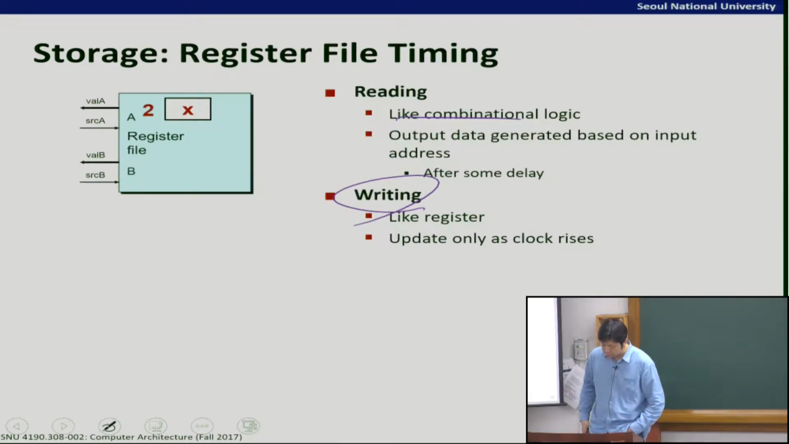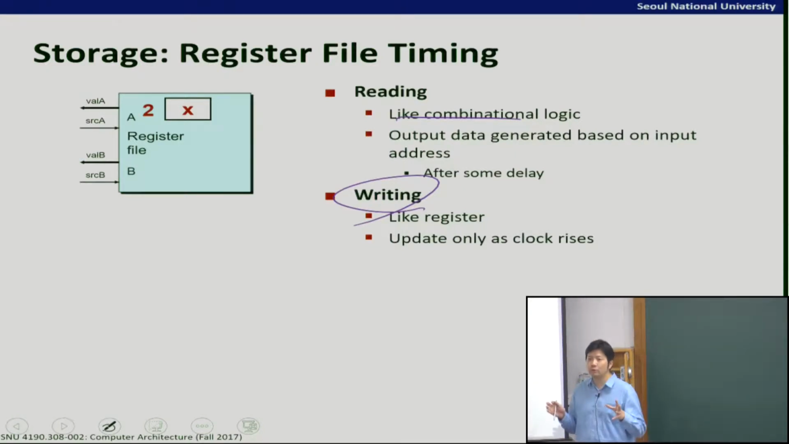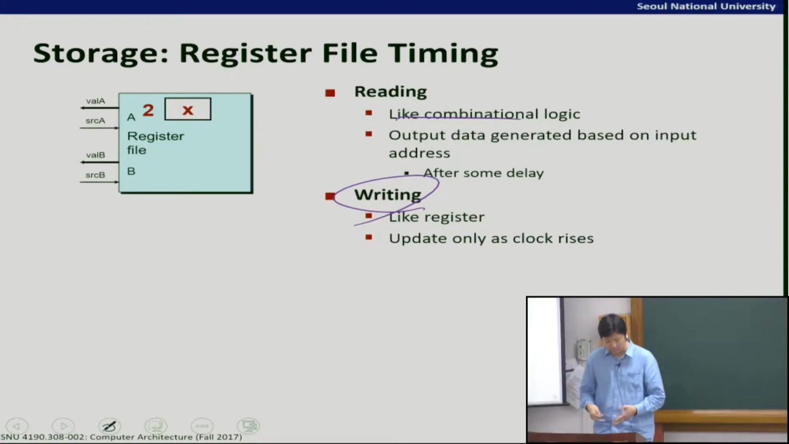It's like a register. So writing happens only at the rising edge of the clock. Let's say you want to overwrite the value of register 2 with some other value. Then you have to provide the input address and input data to the write port, right? And then that value will be eventually updated, reflected in the register file only at the next rising edge of the clock. So in that regard, it's more like sequential logic.